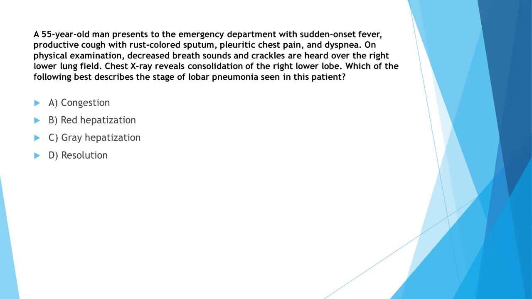A 55-year-old man presents to the emergency department with sudden onset of fever, productive cough with rust-colored sputum, pleuritic chest pain, and dyspnea. On physical examination, decreased breath sounds and crackles are heard over the right lower lung field. Chest X-ray reveals consolidation of the right lower lobe. Which of the following best describes the stage of lobar pneumonia seen in this patient? Congestion, red hepatization, gray hepatization, or resolution?